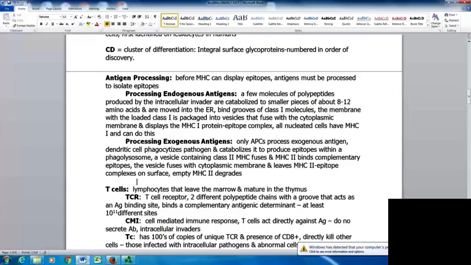When it comes to processing exogenous antigens, only antigen-presenting cells are going to be able to process exogenous antigen. The dendritic cells will phagocytize the pathogen and catabolize it to produce epitopes within a phagolysosome. A vesicle that contains class 2 MHC is going to fuse, and the MHC2 binds the complementary epitopes. The vesicle will then fuse with the cytoplasmic membrane and leave the MHC2 epitope complexes on the surface. And then the empty MHC2 will degrade.